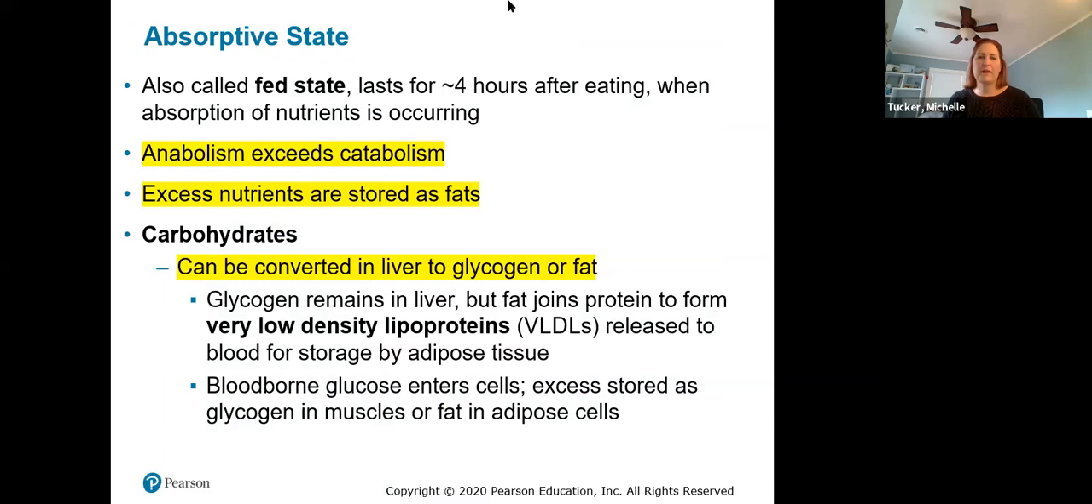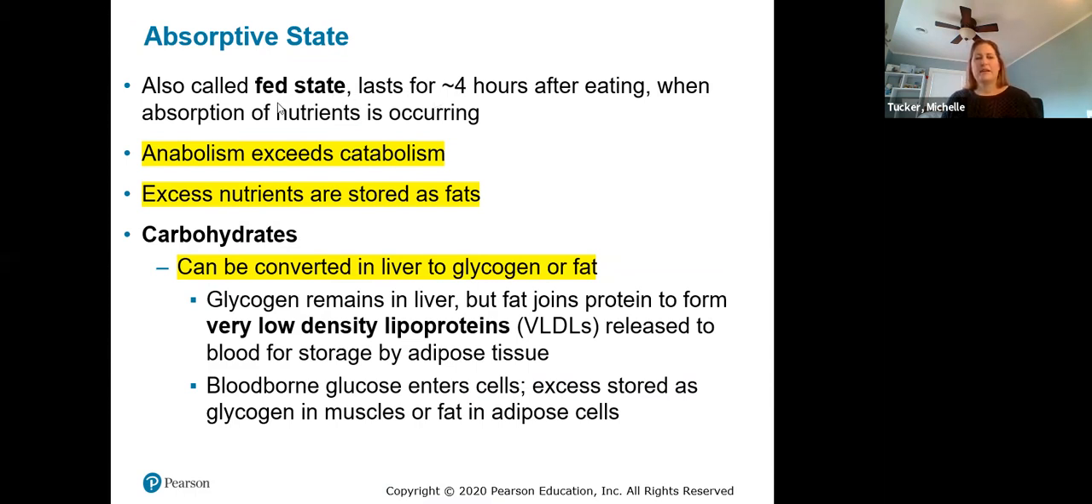So now we're going to talk about the absorptive state versus the post-absorptive state. The absorptive state is also called the fed state. It lasts for about 4 hours after eating. Some of that is determined by the rate of stomach emptying, which is determined by what you eat and how fluid it is.